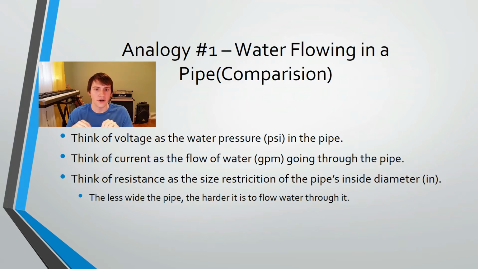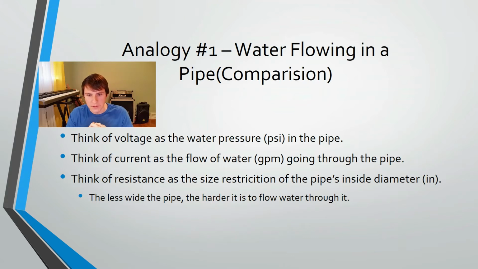You can think of the current as the flow of the water going through the pipe, maybe in gallons per minute. So if you've got a lot of current, you might have maybe 5 gallons per minute of water, but if you didn't have as much current, you would have maybe 2 or 3 gallons per minute flowing through the pipe.